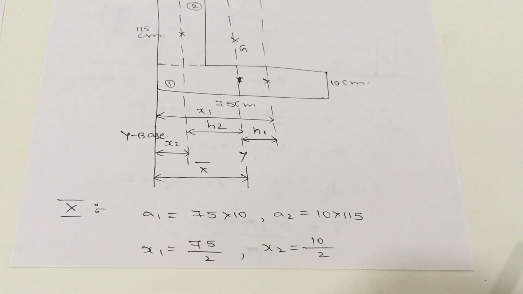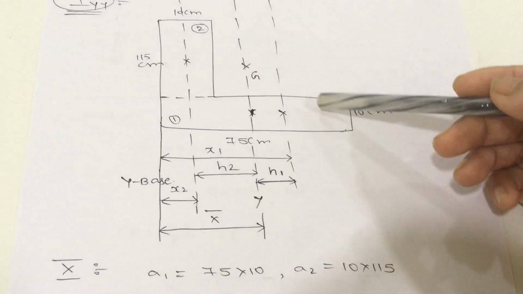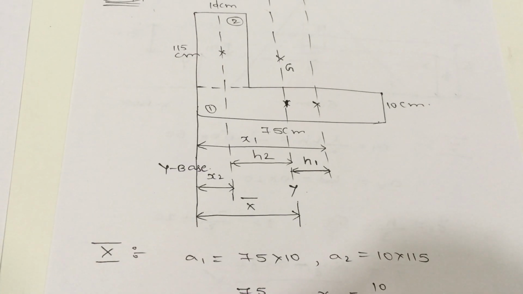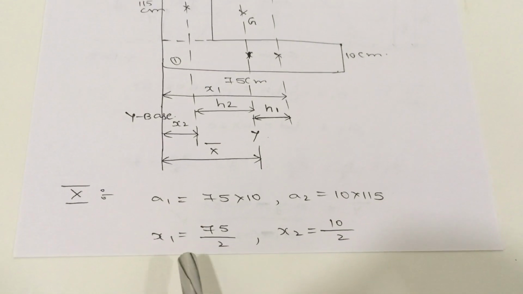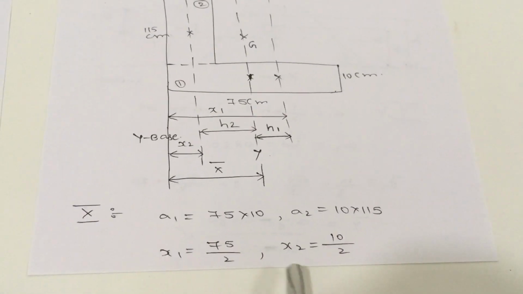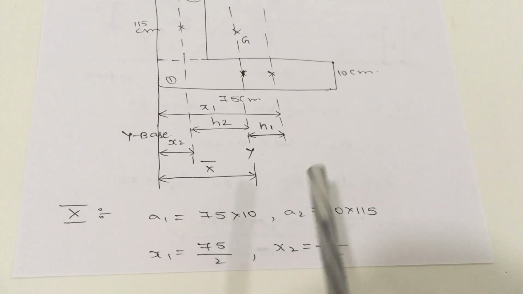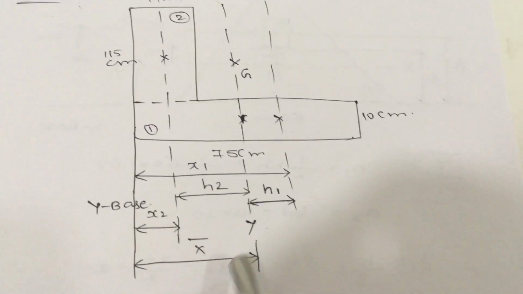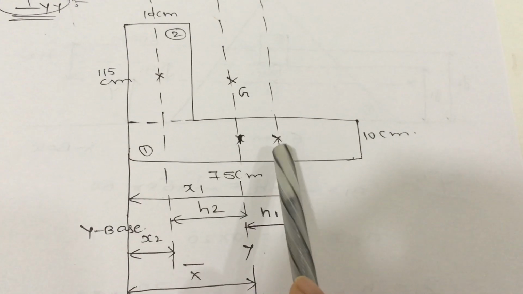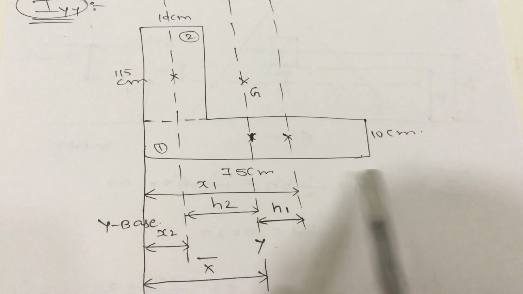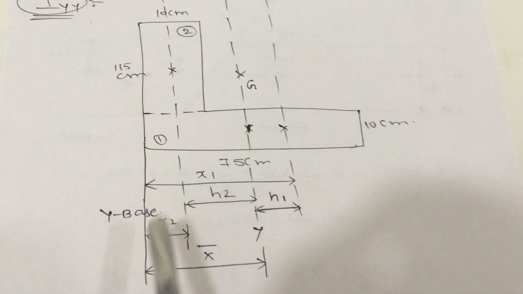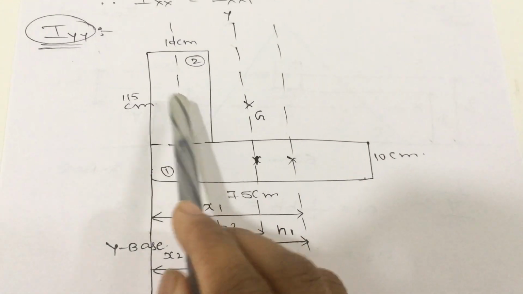Because area values will be same only for the first section and for the second section in XX procedure and in YY procedure. Next, we need to calculate the X1 and X2 distances. Now X bar formula for the rectangle is B by 2, base by 2. So here for the X1 is nothing but from here to here. So complete base value is 75. So 75 by 2.